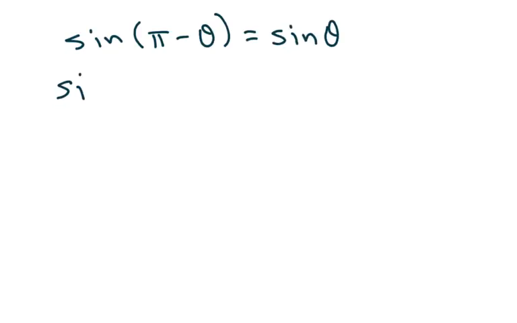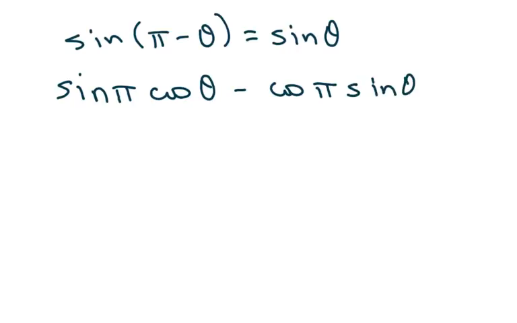We have sine of pi minus theta equals sine of theta. So we're going to use our formula for sine. And, whoops, erase this. So we're going to get cosine of pi sine of theta. Now you just substitute here.